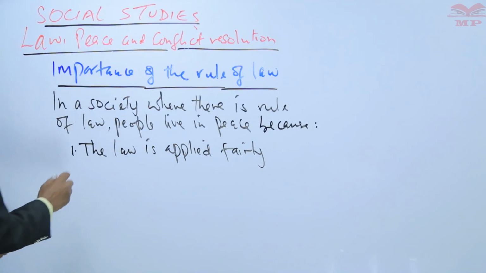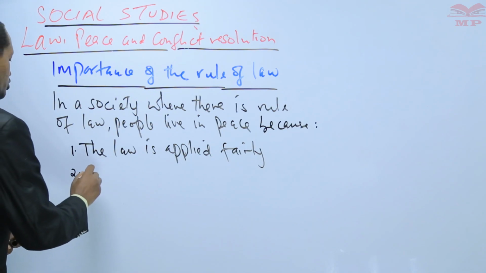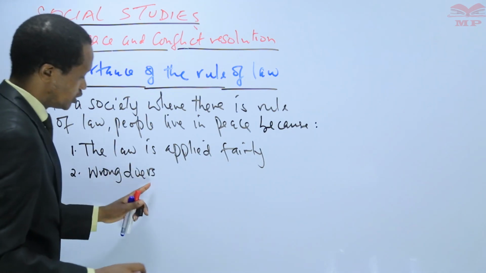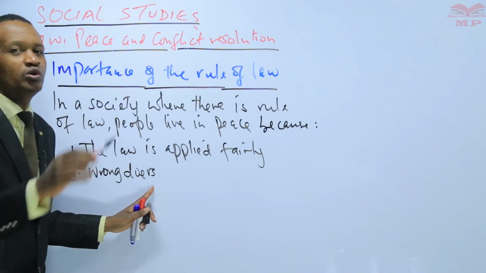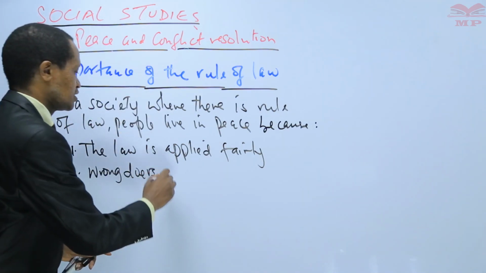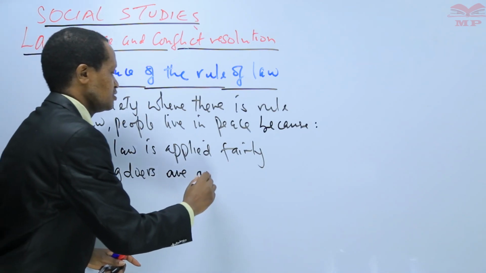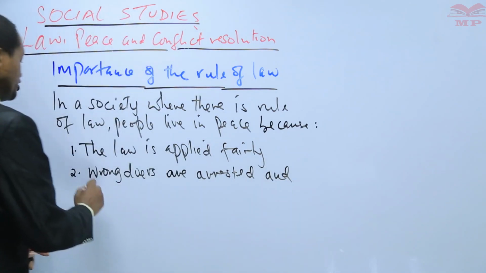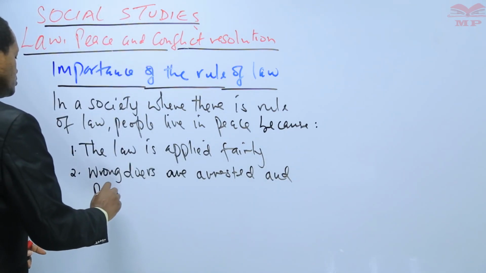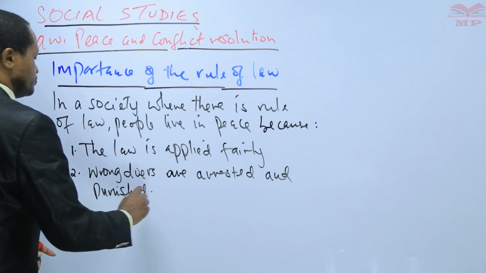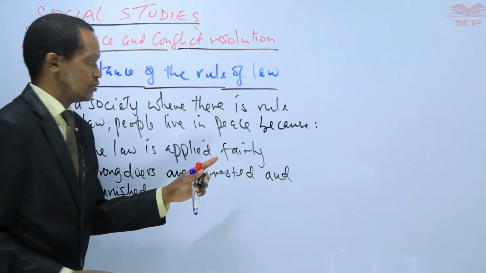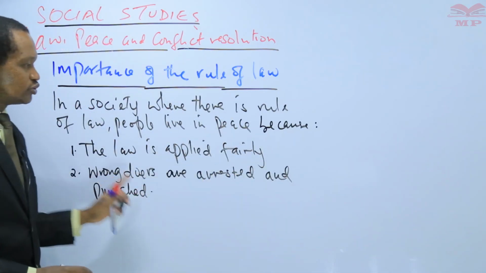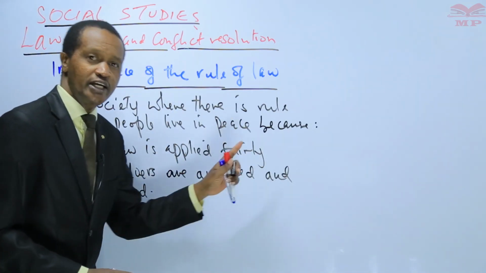Number 2, learners. Wrongdoers are those who break the law. Wrongdoers are arrested and punished. Where there is rule of law, people live in peace because those who break the law are arrested and punished.